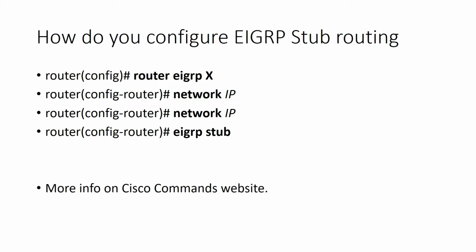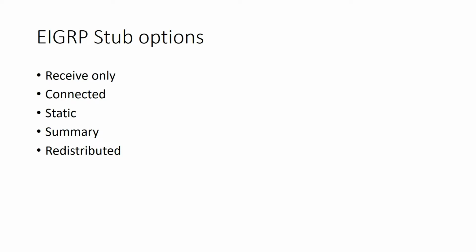I just pulled this example from the Cisco Commands website. It's pretty simple. It's available if you need to check it out and don't quite understand this example either. So now we really get to why you would use stub routing. The lab really didn't mention anything about the options that you could go into. It just showed the basic configurations of EIGRP stub routing.